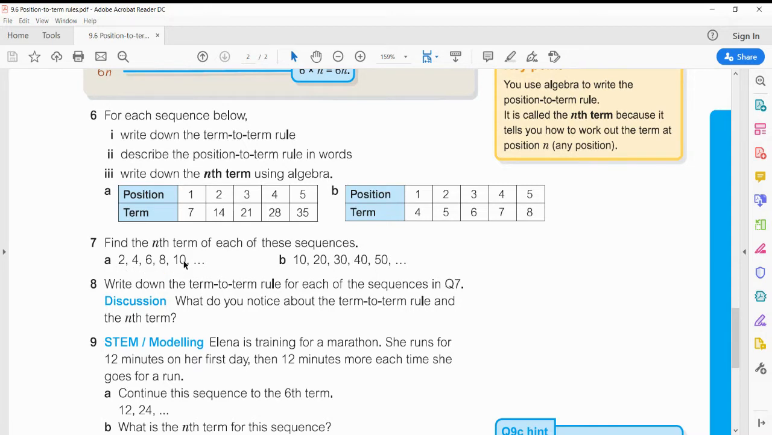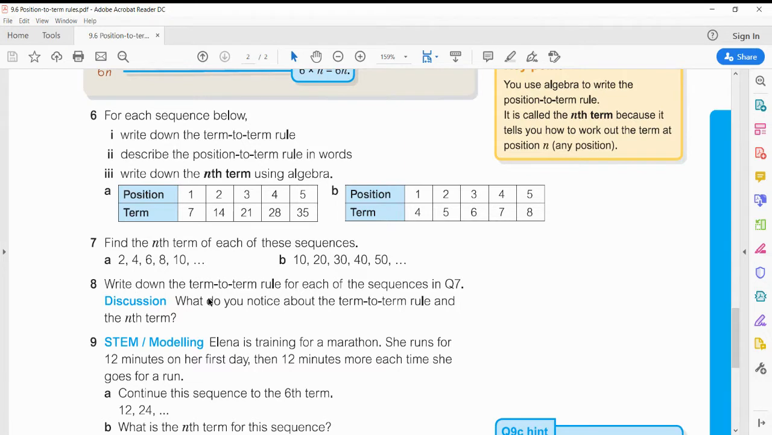Okay, these ones, find the nth term of each of these sequences. So 2, 4, 6, 8, 10. Well, position number 1, position number 2, position number 3, it's just your 2 times table, so it's going to be 2n. This one, 10, 20, 30, 40, 50, that's your 10 times table. It's going up in tens. Think about that connection between if it's going up in tens in the term-to-term rule, that means 10 times the position term rule, so it's 10n.